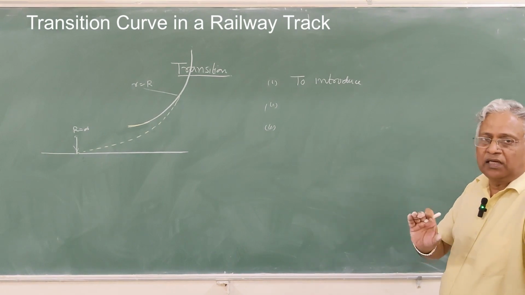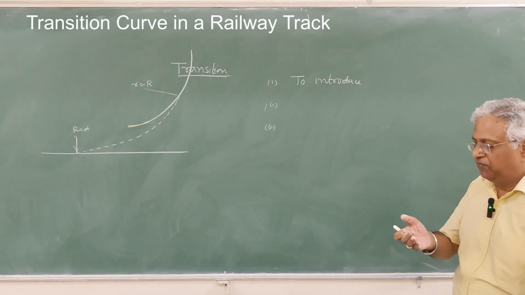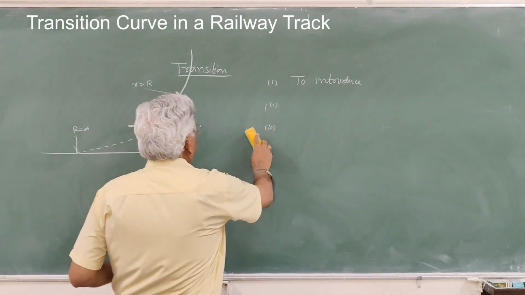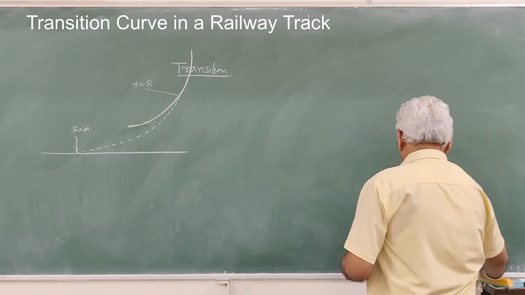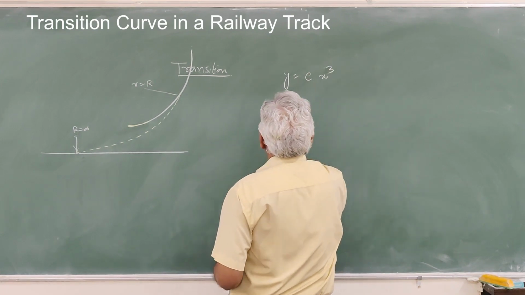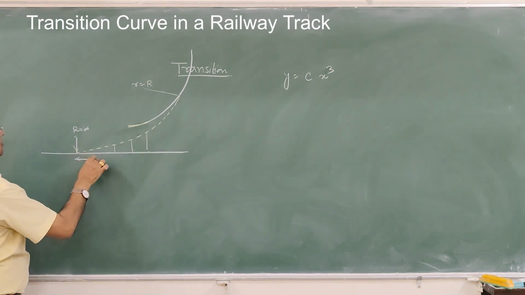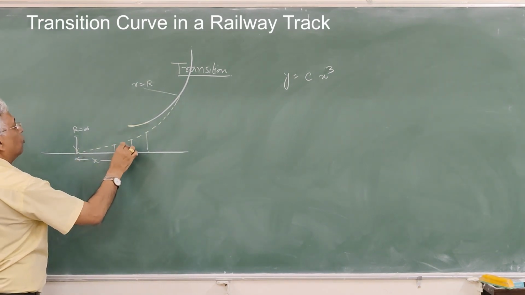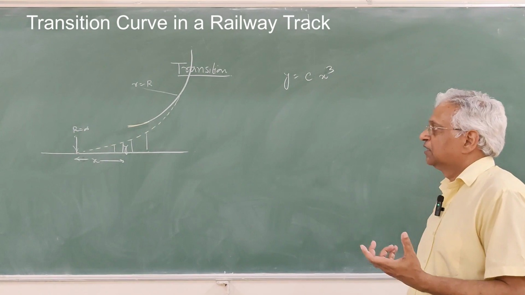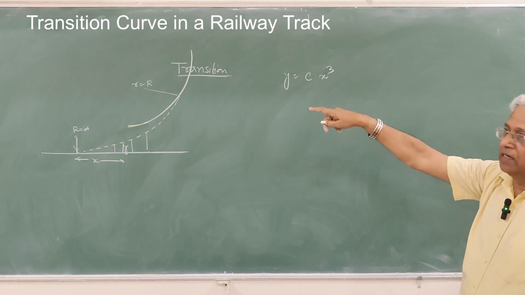There are several shapes of transition curves which can be used, but the most appropriate shape used in railways is a cubic parabola. The basic equation of a cubic parabola is y = c x³. Here y is the ordinate, and x is the distance. At any distance x, y is the ordinate. That is the equation of a cubic parabola. C is a constant, and that would depend upon the length and the radius.